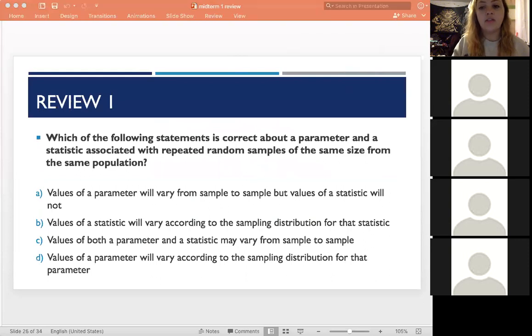Which of the following statements is correct about a parameter and a statistic associated with random samples of the same size from the same population? Read through these options. Go ahead and type your answer into the chat box. Feel free, and if you don't know, you can say IDK. But if you say an answer, no question marks, be confident, exclamation points, or no punctuation at all. And then we will review this together. So go ahead and try this one out.